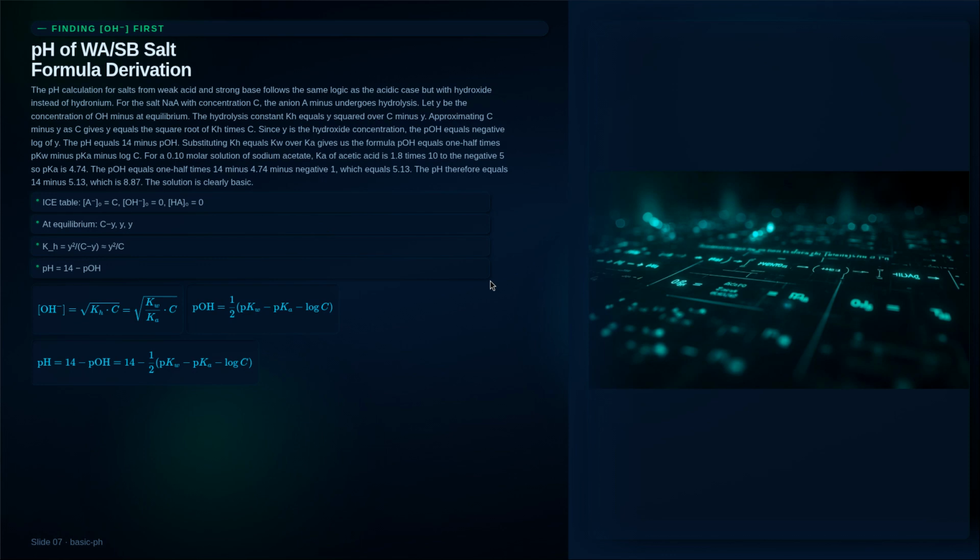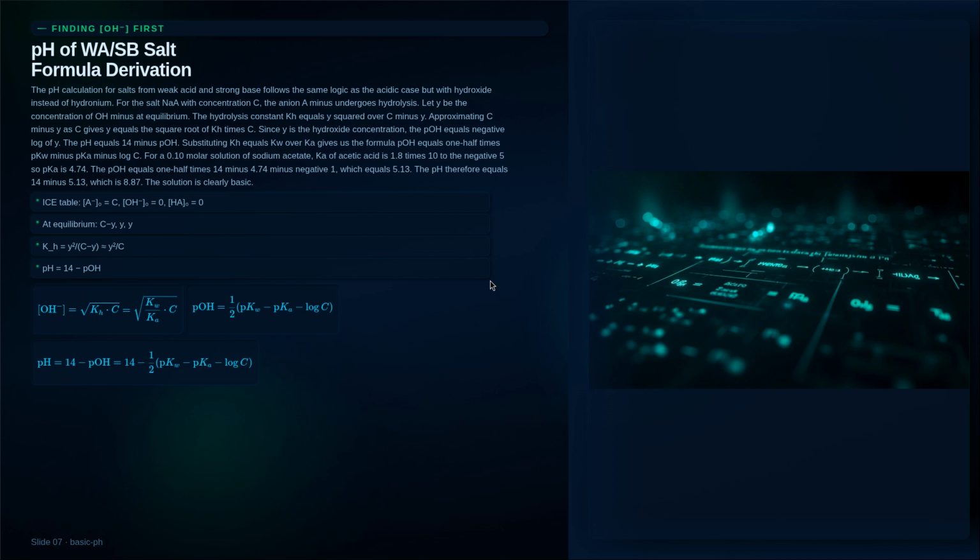The pH calculation for salts from a weak acid and strong base follows the same logic as the acidic case, but with hydroxide instead of hydronium. For the salt NaA with concentration C, the anion A- undergoes hydrolysis. Let Y be the concentration of OH- at equilibrium. The hydrolysis constant Kh equals Y squared over C minus Y. Approximating C minus Y as C gives Y equals the square root of Kh times C. Since Y is the hydroxide concentration, the pOH equals negative log of Y. The pH equals 14 minus pOH.